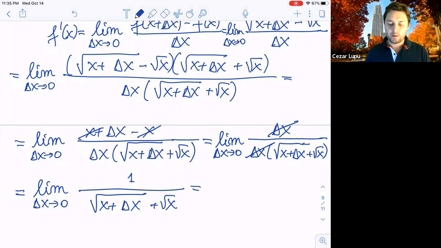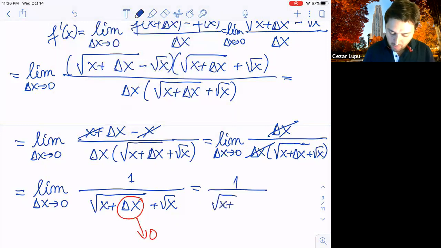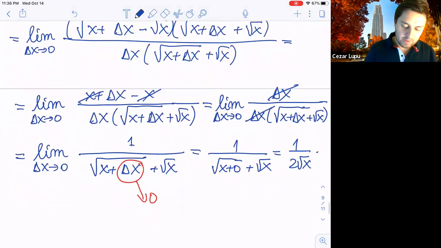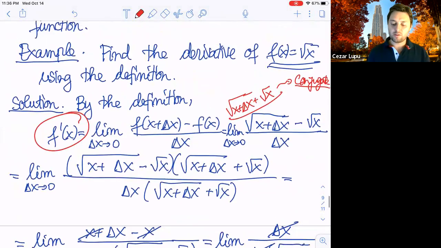And now, as delta x approaches 0, keep in mind that this delta x will approach 0. So once we do this, it follows that this limit will be equal to 1 over square root of x plus 0 plus square root of x, which is nothing else than just 1 over 2 square root of x. So this is actually the derivative. In this way, we found the derivative of this function.